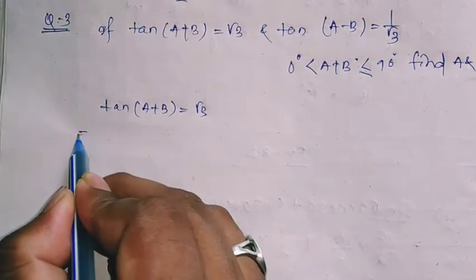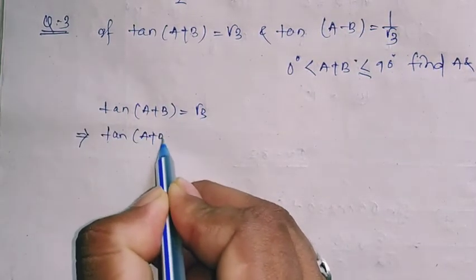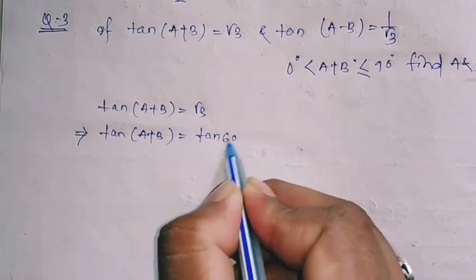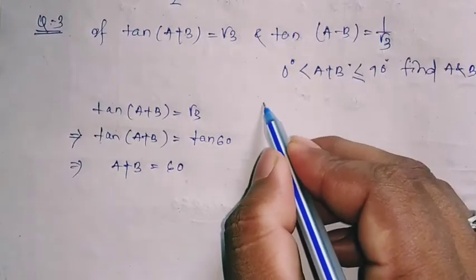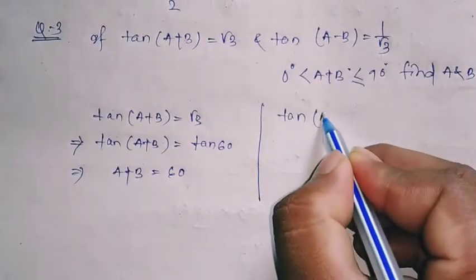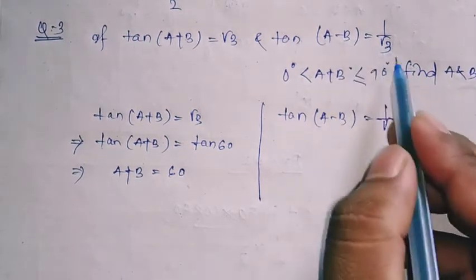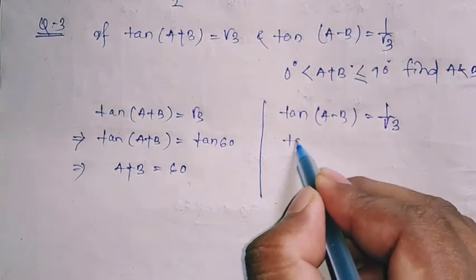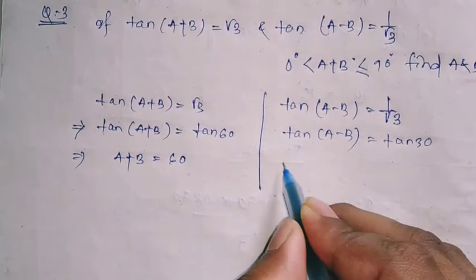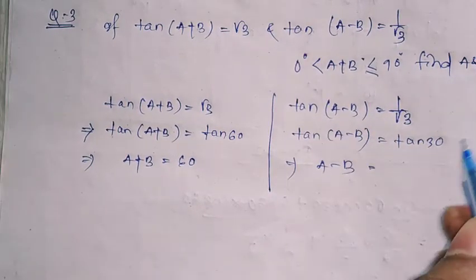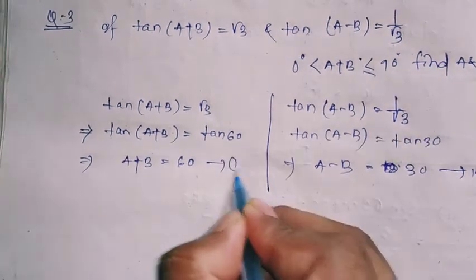This implies, we know that tan 60 is equal to root 3. So tan(A plus B) is tan 60, so A plus B will be 60. Similarly, what is given? Tan(A minus B) is equal to 1 by root 3. We know that tan 30 is equal to 1 by root 3. So tan(A minus B) is equal to tan 30. This implies A minus B will be 30. So this is equation 2, this is equation 1.